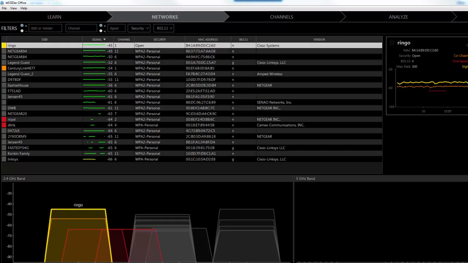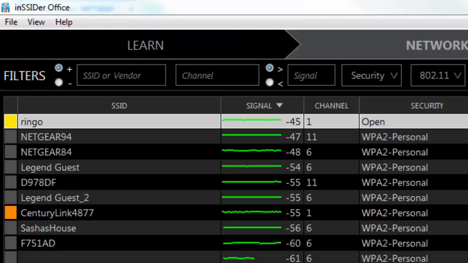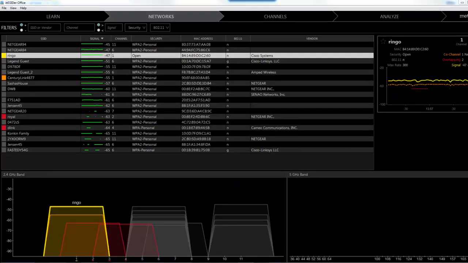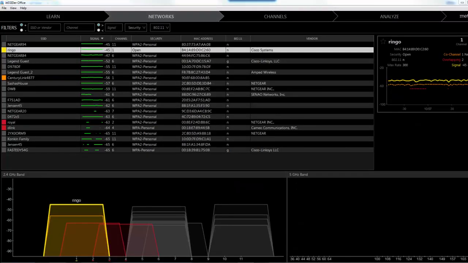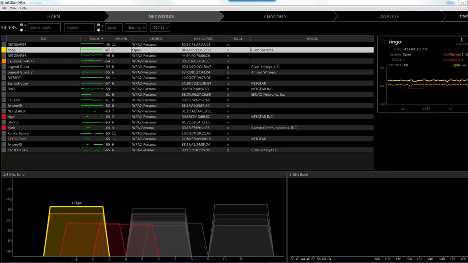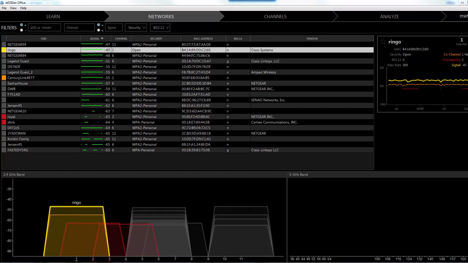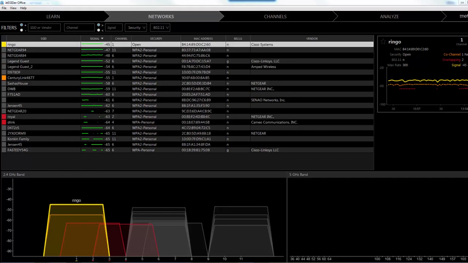Welcome to the lab on inSSIDer. So you can see that we have inSSIDer Office up on the screen here. What this has to do with, if you recall in the lecture on perimeter security, one of the things that we talked about was rogue access points. So you can use inSSIDer to discover any rogue access points that might be on your network.